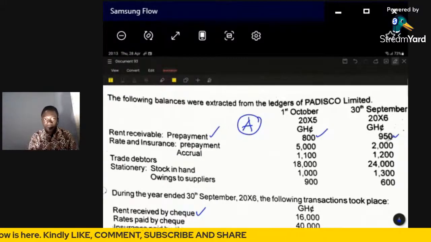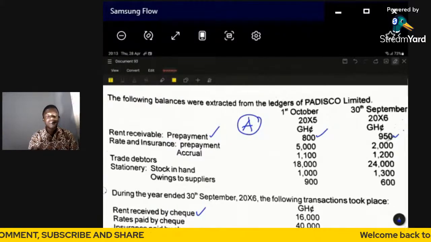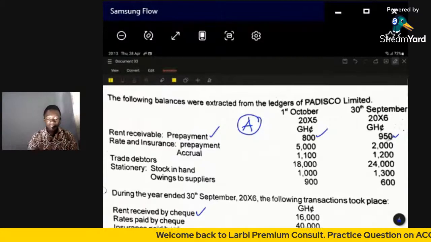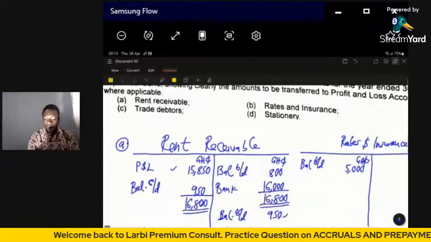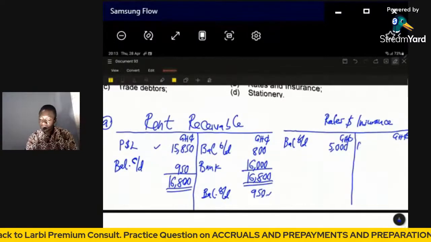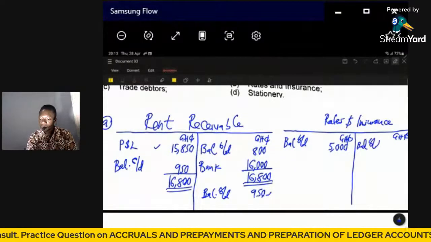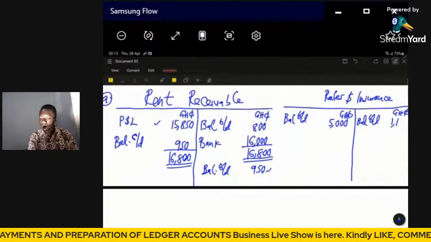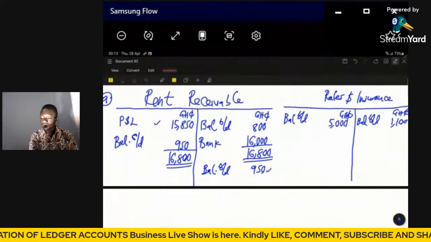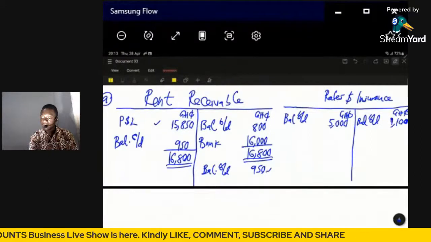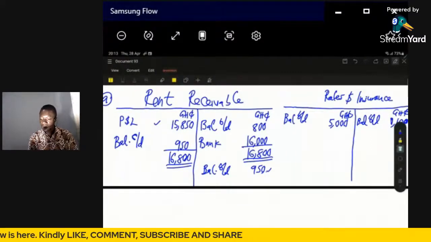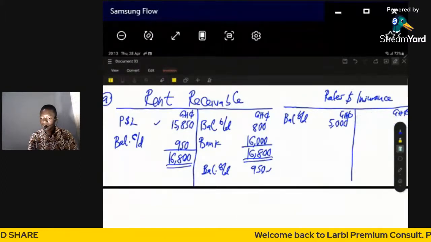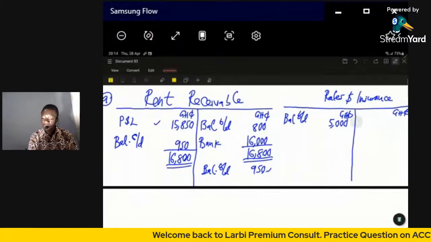So that 1,100, and we said since all liabilities have a credit balance, it's going to be at the credit side of the rates and insurance account as balance brought forward. So here we're going to have balance brought forward as 1,100. Let me raise it here so that we get it.